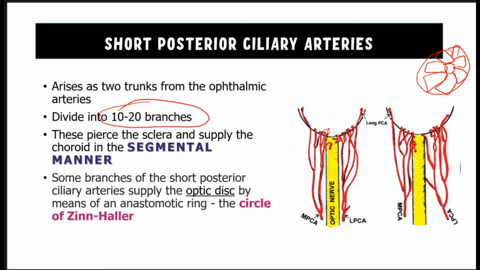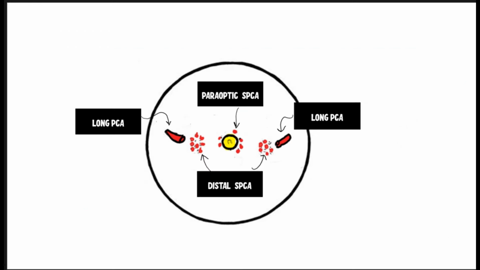However, some of the branches form a plexus around, or you can say not really a plexus, an anastomotic ring around the optic disc, which is called the circle of Zinn and Haller. So you can see the short posterior ciliary artery around the optic nerve, called the paraoptic short posterior ciliary artery. Then you have the long posterior ciliary artery, one at 3 o'clock, one at 9 o'clock position. That is, horizontally they are present.